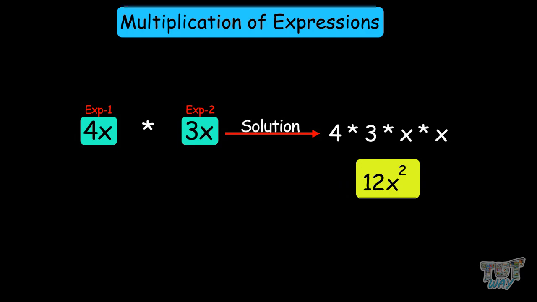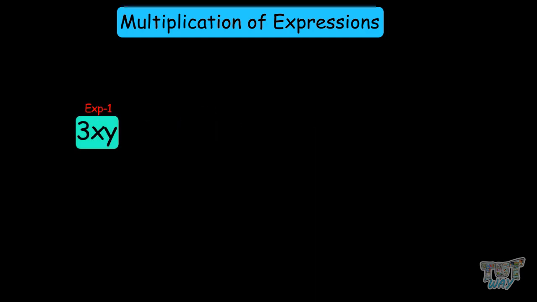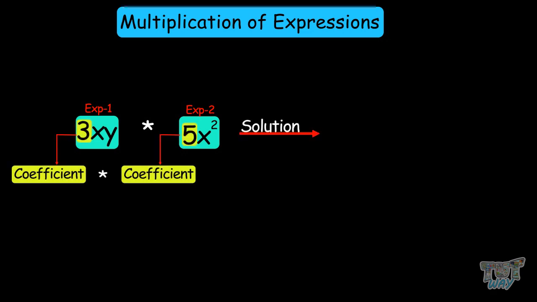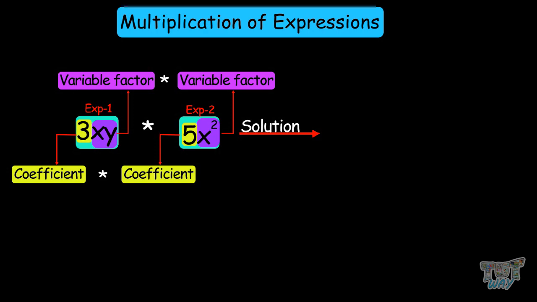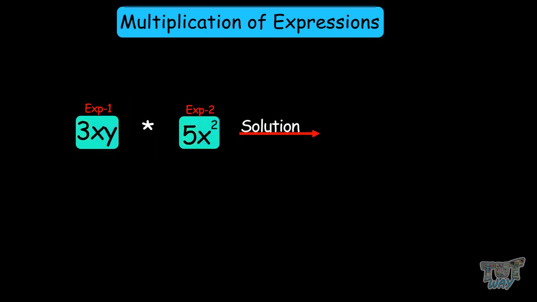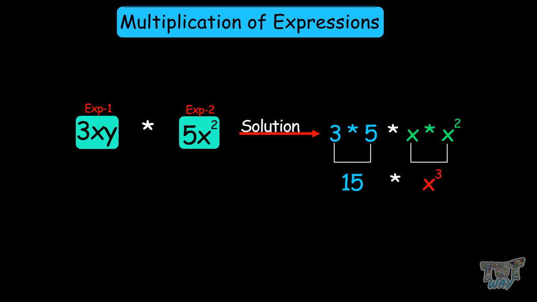Let's try another example. 3xy times 5x squared. How do we solve this? We first multiply the coefficients with each other, and then we multiply the variables. Coefficients are 3 and 5, which is 15 when multiplied. Then variables are x times x squared becomes x cubed.